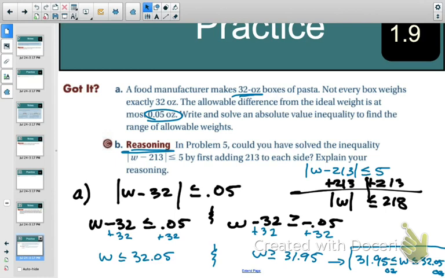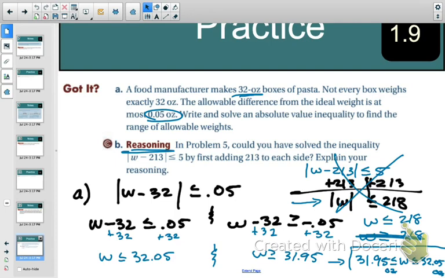And then if we were to do this, this would be saying W is less than or equal to 218, so your weight could be less than 218, and then when we switch it, W is greater than or equal to negative 218. So that's a huge range there. So basically, if that were the case, your weight would be between negative 218 and positive 218, which is not very useful information, okay? Because first of all, you can't have negative weight. So yeah, that's why we can't add the 213 first. You have to set up the 2 equations because it gives you 2 totally different answers. Okay, so can't do that.